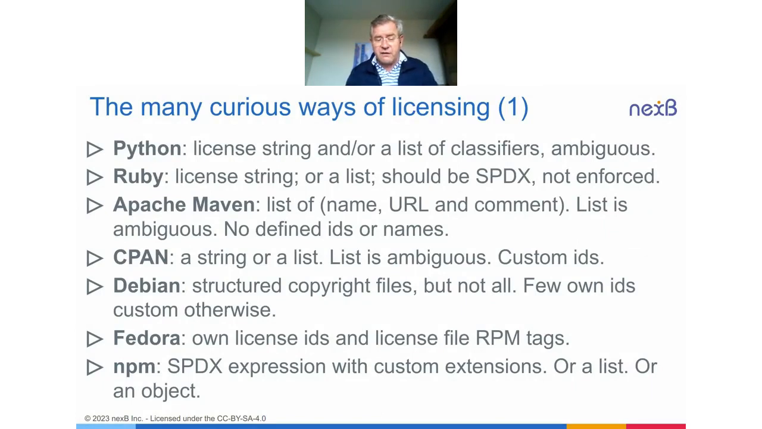Popular languages like JavaScript and NPM, it's either an SPDX expression, but they have custom extensions, or it can be a list of strings, or it can be an object with name value pairs and types and URLs. And again, there's a lot of history behind all these, and I'm sure there's a reason. But as a user, it's difficult to make sense of all of these. And each time you don't have clarity and structure, you have ambiguity.